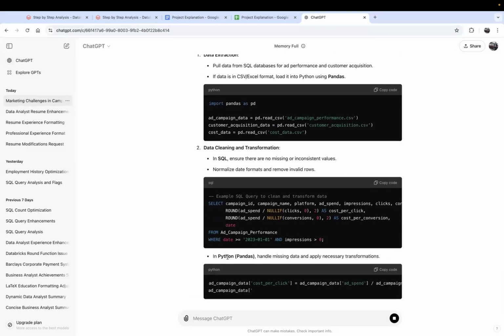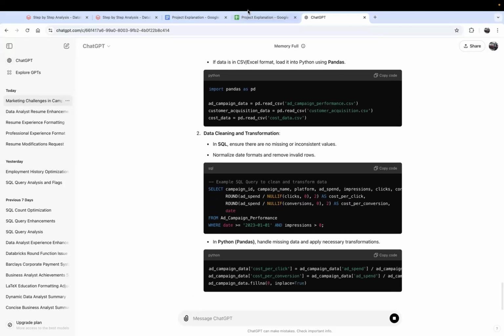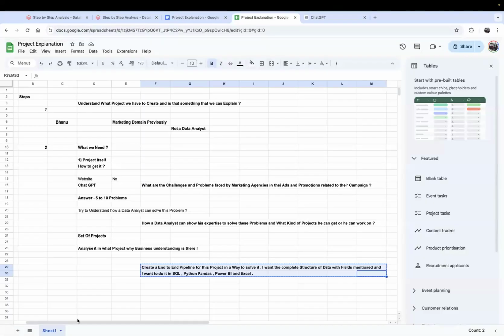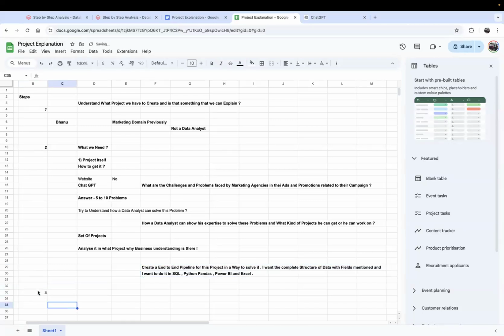Now, once this is complete, step 3 comes into the picture. So how many of you are clear till step 2?